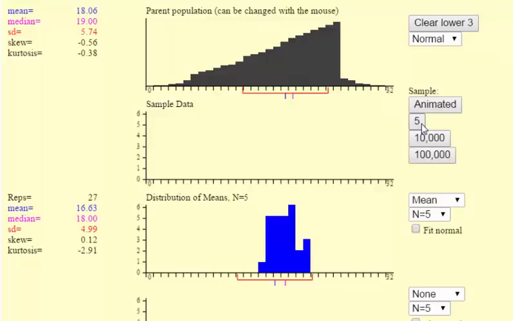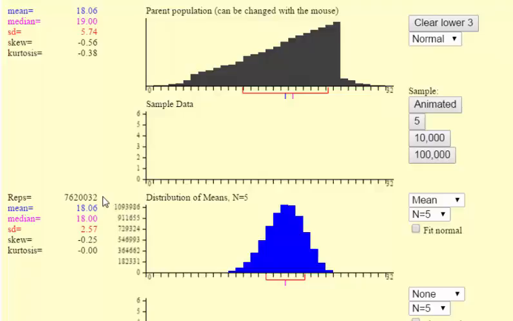More and more samples from the parent distribution, 10,000, 100,000. Theoretically, I'm taking an infinite number of samples from my parent distribution. And again, this is the sampling distribution of the mean. The mean, again, has converged to the mean of the parent distribution. And the standard deviation of my sampling distribution, again, is the standard deviation of the parent distribution over the square root of my sample size.